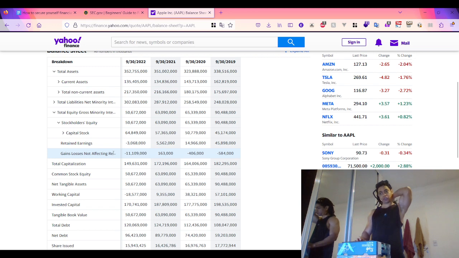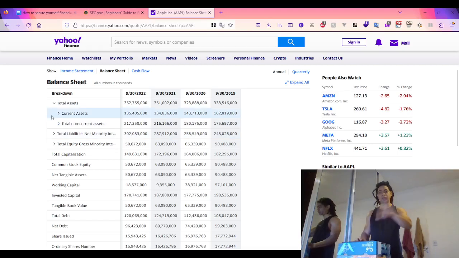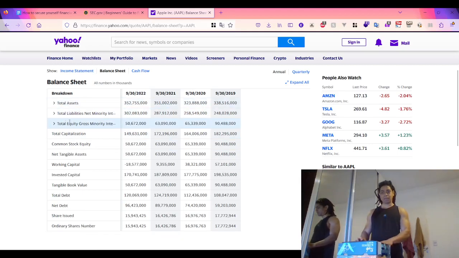Gain losses not affecting retained earnings. Okay. But yeah, this is what generally speaking a balance sheet has. Then look at the income statement.